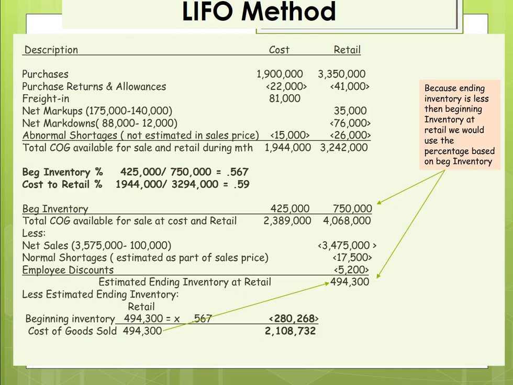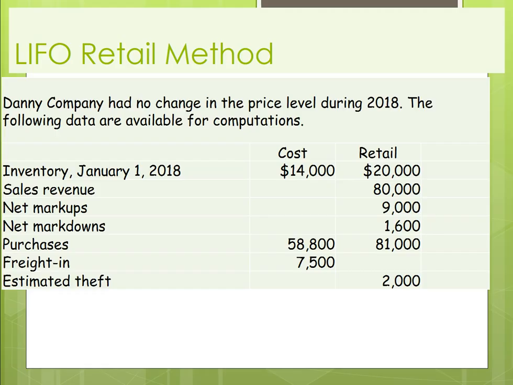Now we're going to take a look at one more problem. Our next problem, again, we're going to do the LIFO retail method. Here we have beginning inventory, sales, markups, markdowns, net markups, net markdowns, purchases, freight in, and estimated theft, which means it was part of the sales price. So we know where we're going to put that.